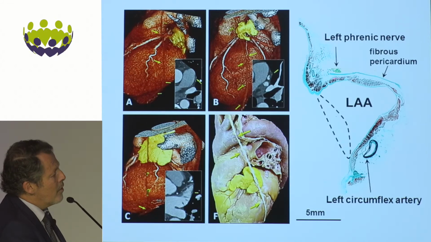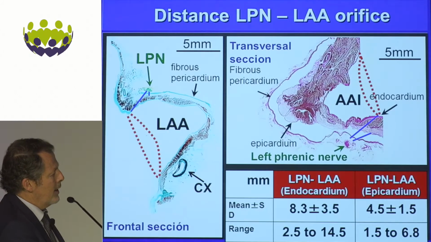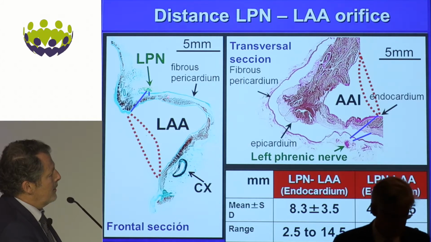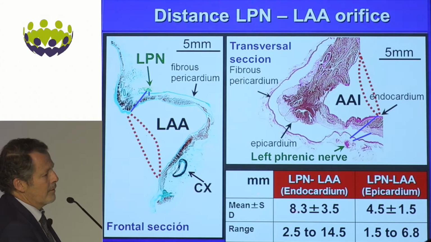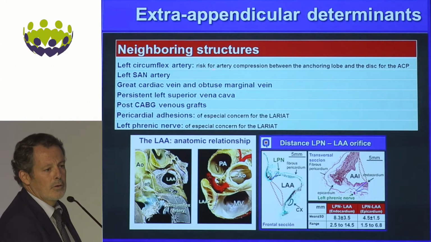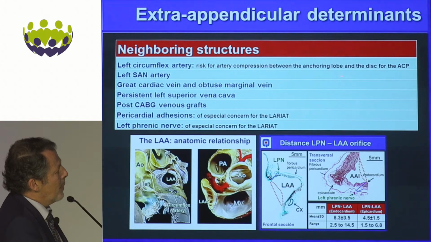The non-uniform myocardial thickness of the left atrial appendage, the close proximity of the left circumflex artery, but also the left phrenic nerve. The left phrenic nerve may also be in close anatomic relationship with the orifice of the left atrial appendage. Here you can see the left phrenic nerve and the distance from the left phrenic nerve to the orifice of the appendage. And this is the fibrous pericardium. This is the endocardium, the myocardial tissue, and in some cases the distance may range from 2.5 or 1.5 millimeters from the left phrenic nerve to the left atrial appendage.